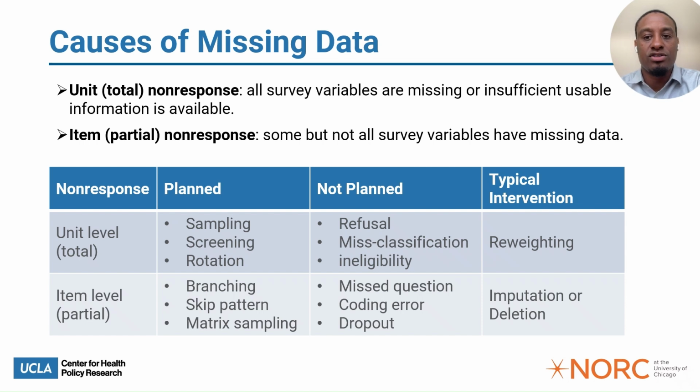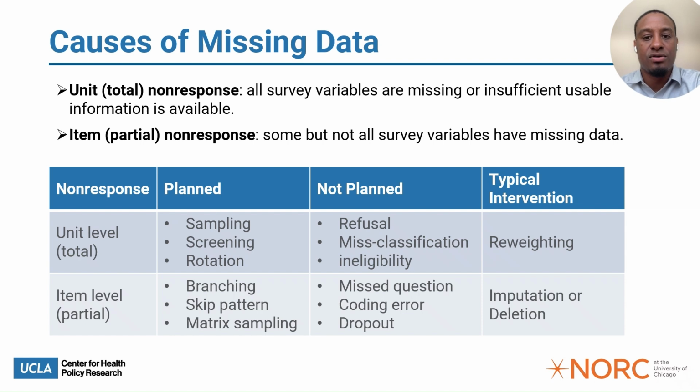Today, we will focus on the second type, which is item non-response. This is when some but not all of the data is missing for a particular record. The person participated but may have left a few questions blank, perhaps because they did not know the answer, or perhaps they refused to answer sensitive questions, or accidentally skipped a question.